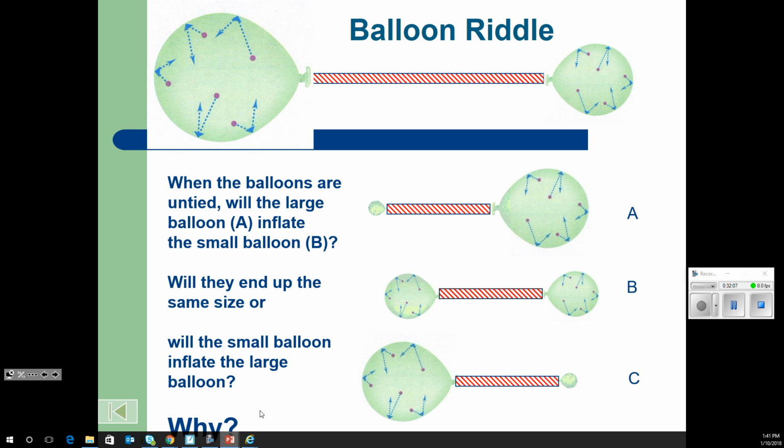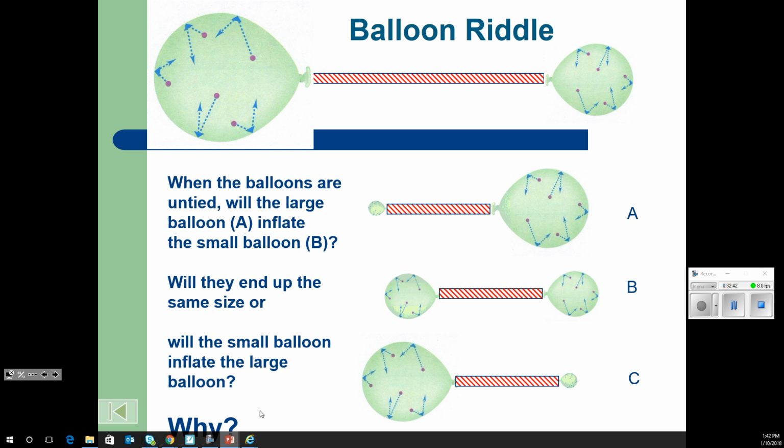Okay, so this side actually got smaller. Why? So actually the small balloon got smaller, and you can force it to be even smaller if you keep putting more pressure on it. Okay, why did that happen? So which one was true? Did they end up the same size? No. Did the large balloon get inflated by the small balloon? Yeah. And the small balloon got even smaller.